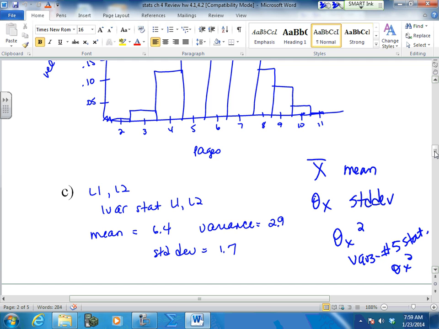A lot of the time, the variance is a nice number. When you take a square root, it's irrational. So the calculator knows that when it goes to re-square it. Okay? We're good so far?